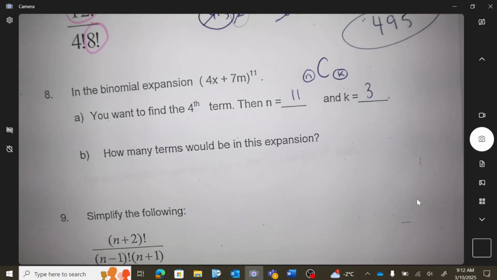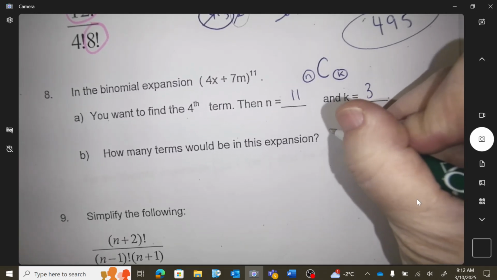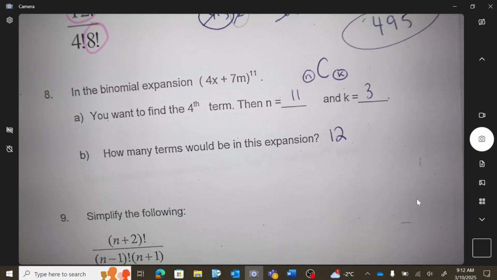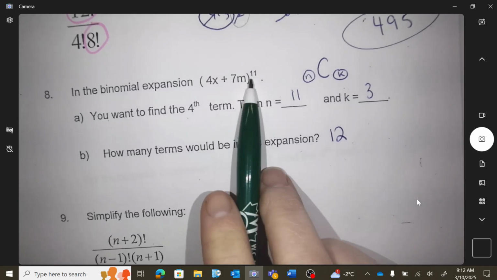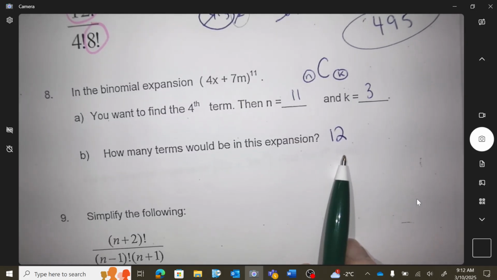And how many terms end up being all together once it's expanded? 12. If your exponent is 11, you actually end up with 12. Why? Because we start counting at 0. 0 is the first term.